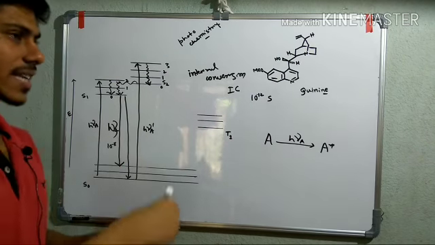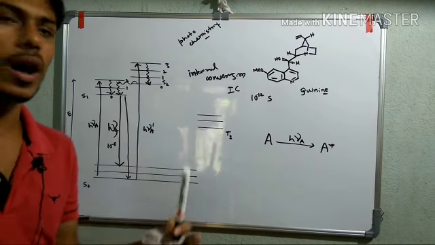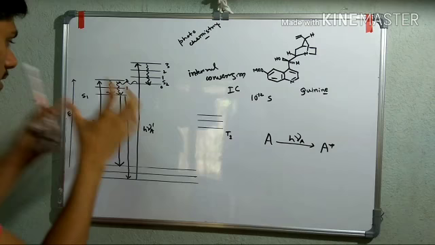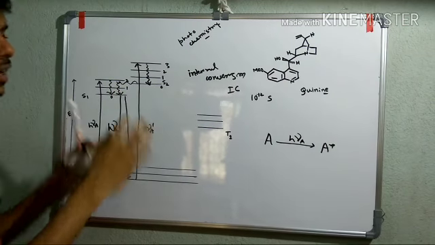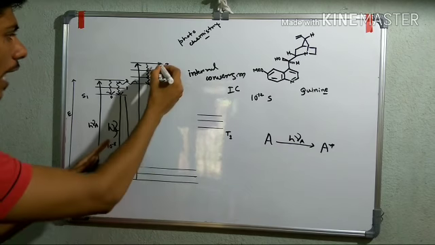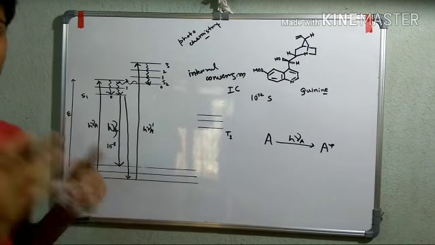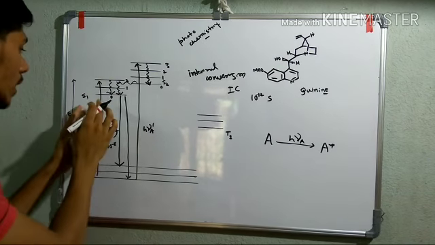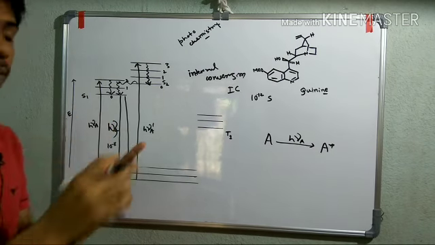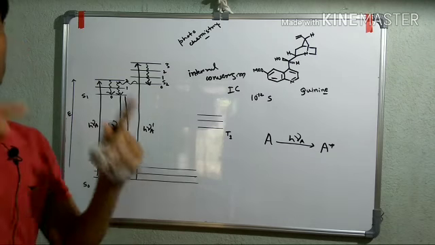That means before the fluorescence occurs, all the electrons in the excited states will first come back to the ground vibrational level of the first excited state. So fluorescence cannot happen from the S2 level. It will always occur from the S1 level, and also from the ground vibrational level of the S1 electronic state.